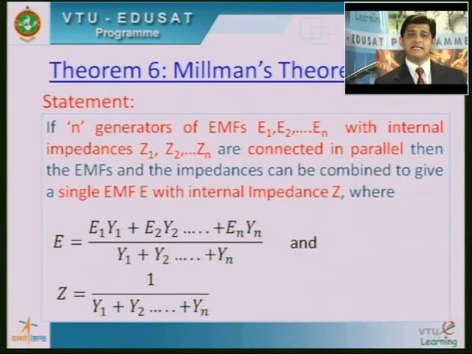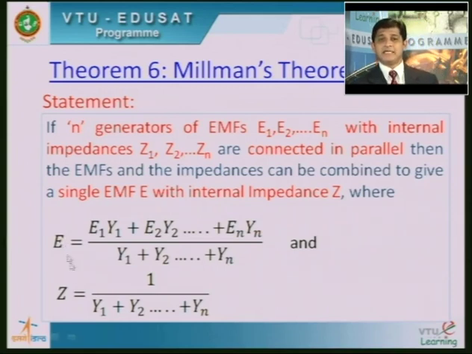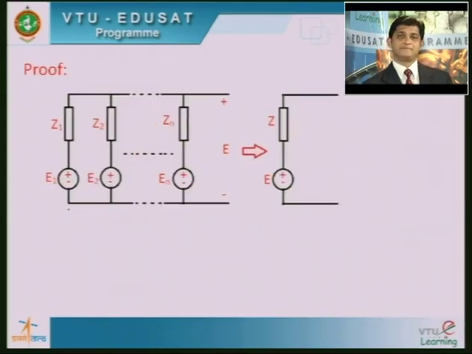Now we shall see how to derive these equations. Provided E1 Y1, E2 Y2, En Yn are all given, how to obtain E? How to obtain Z? They say that from these two equations we can obtain E and Z, but how E is this and how Z is this is what we are interested in looking at. So let's get into that.